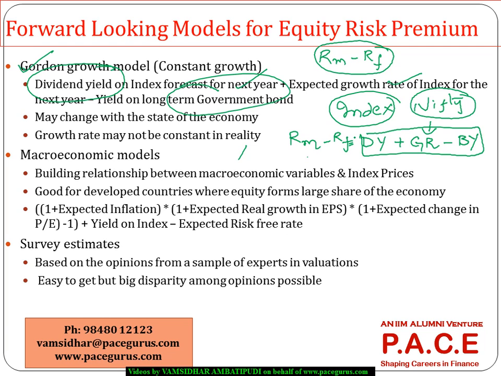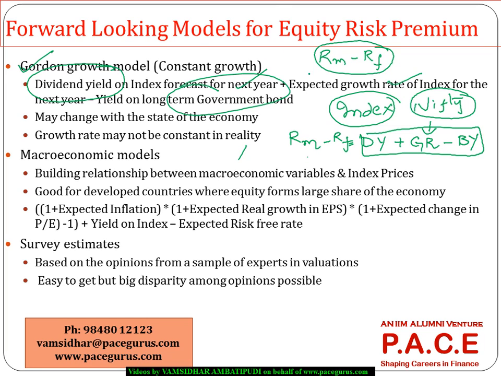So this is purely based on the expectations for the future. How much would I expect as a dividend yield on the index? How much am I expecting that the index would be growing or falling in the next 1 year? And what is the typical yield expected on a long-term government bond? The difference between these is what gives me the equity risk premium using the Gordon growth model approach.